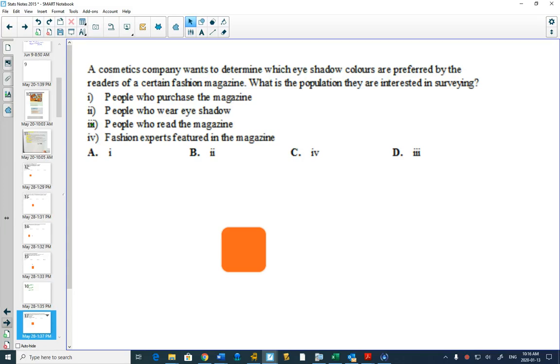A cosmetic company wants to determine which eyeshadow colors are preferred by the readers of a certain fashion magazine. What is the population they are interested in surveying?